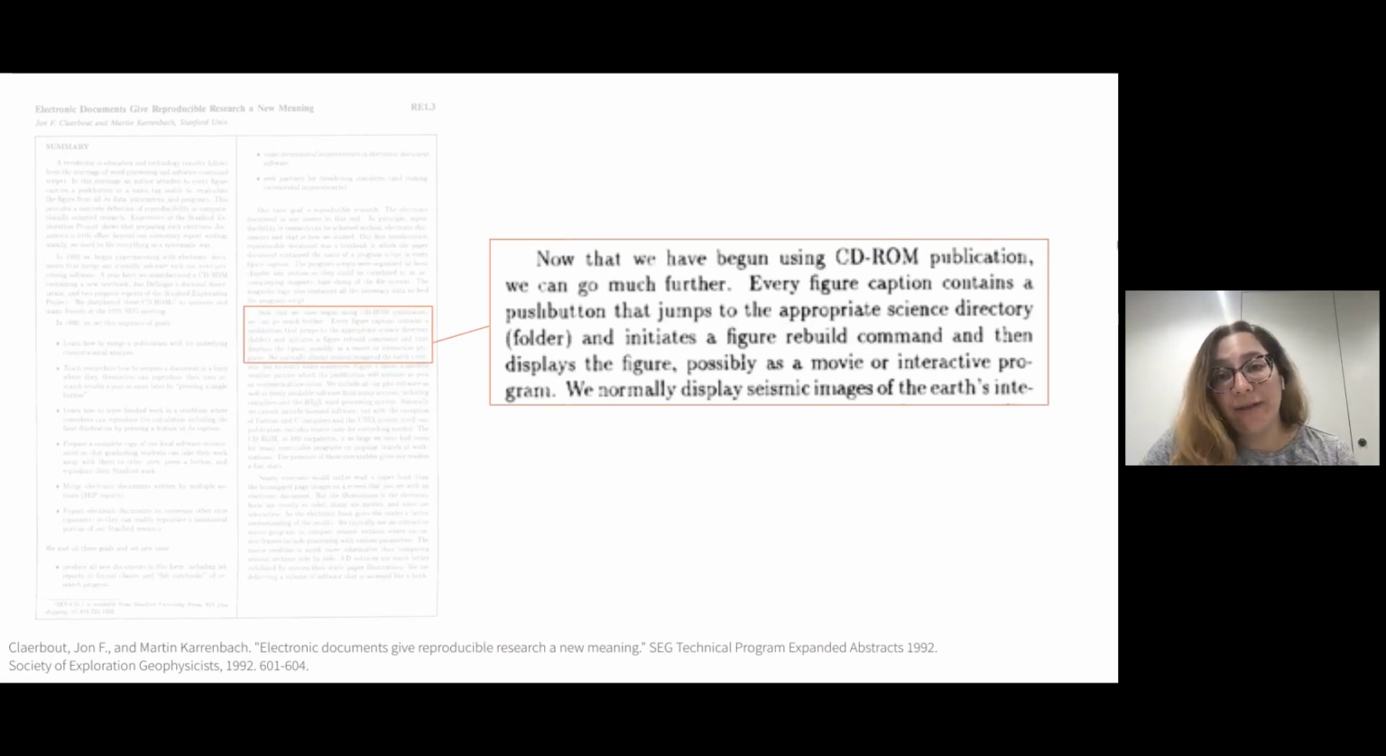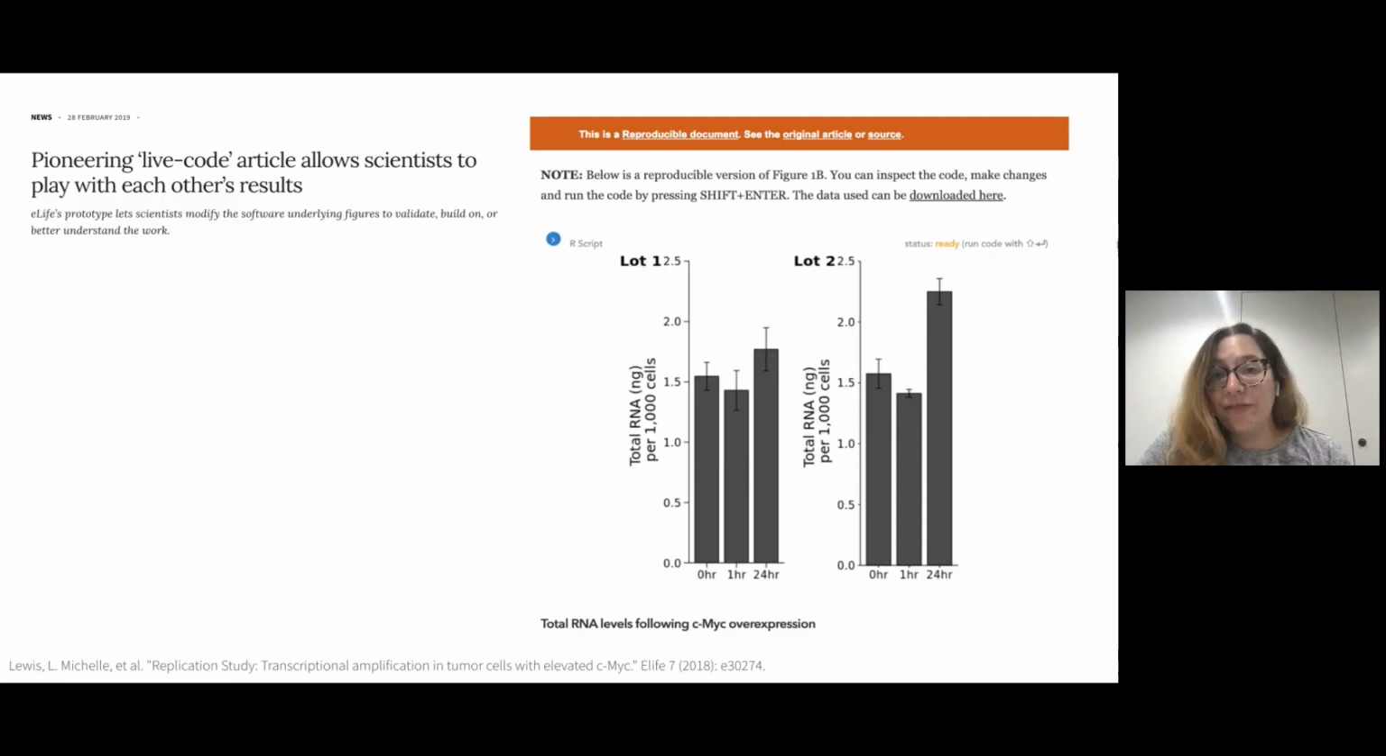And now that they have begun using CD-ROM publication, so think about when those were a thing, we can go much further, and every figure caption contains a push button that jumps to the appropriate science directory and initiates a figure rebuild command, and then displays the figure, possibly as a movie or an interactive program. This basically got accomplished finally in 2018. So this is one of the first examples of a live code article.